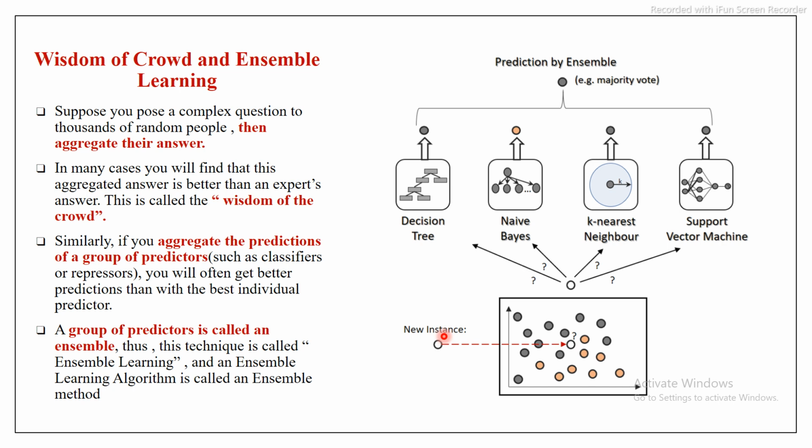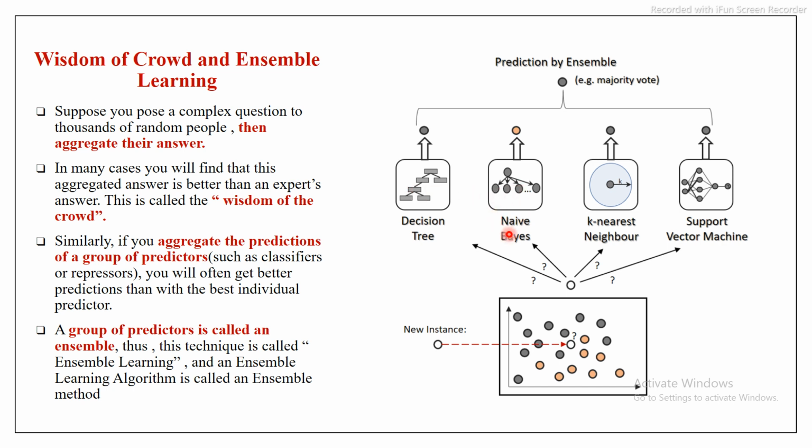Similarly, if you aggregate the predictions of a group of predictors, such as classifiers or regressors, you will often get better predictions than with the best individual predictor. So here the crux lies. Let's say we are doing a majority vote. We are trying to train on a data set, and let's say we have developed a decision tree on the same data. Naive Bayes is also a classifier.